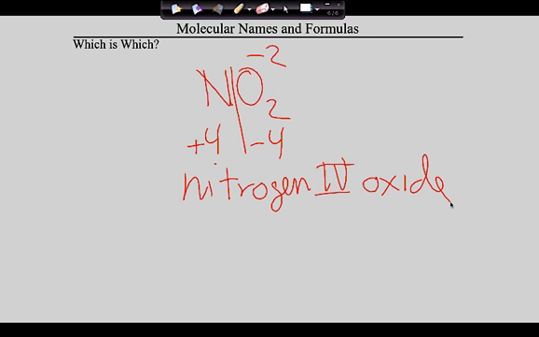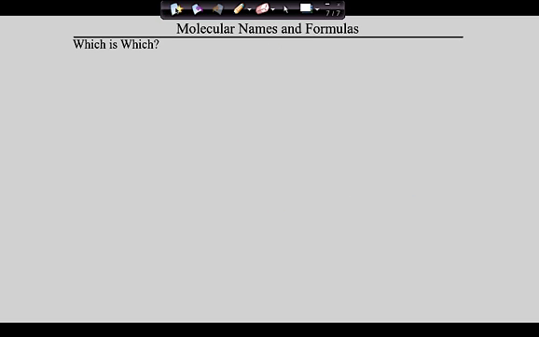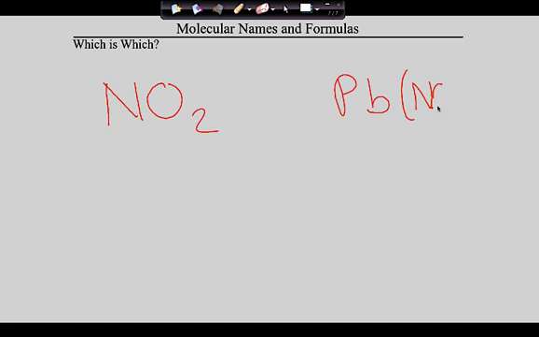Guys, this is what's going to screw you up. You're going to get to the test, you're going to see NO2, you're going to break it in half, name it nitrogen 4 oxide, and you're going to miss points all over the place. And when you come back to me, I'm going to say, that's not a salt. You named it wrong. So guys, how do you avoid this problem? How do you know the difference between a molecule and a salt?